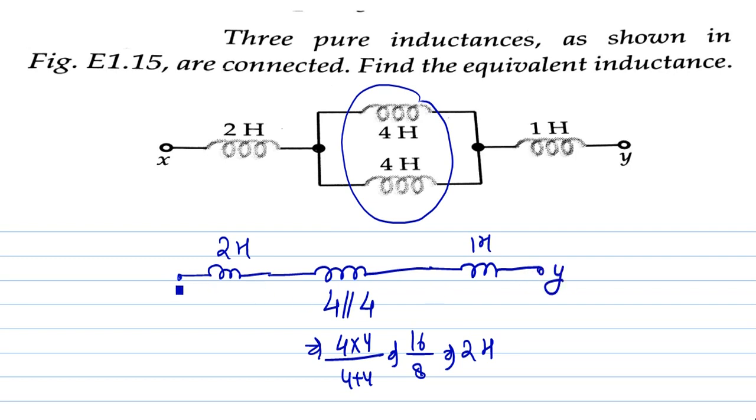This is the terminal Y and this is the terminal X. Now we can see 2 Henry, 2 Henry and 1 Henry are connected in series. So L equivalent equals 2 plus 2 plus 1, that is 5 Henry.